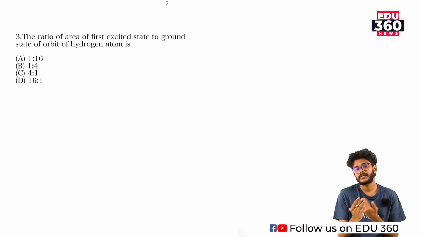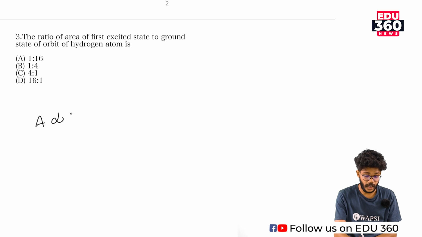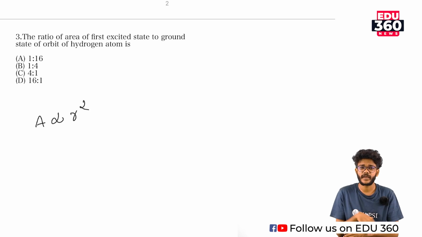Okay, so what is the relation between the area and n? n is the quantum number. So area is proportional to r square, because it is revolved around like a circle. And when we check the units, for area it will be r square. So area is proportional to r square, and r is proportional to n square. So area is proportional to n raised to 4.